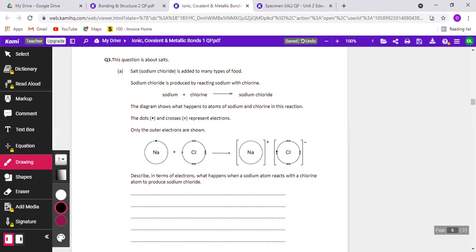Salt is added to many different types of foods. Sodium chloride is produced by reacting sodium with chlorine. The diagram shows what happens to atoms of sodium and chlorine in this reaction. The dots and crosses represent electrons. Describe, in terms of electrons, what happens when sodium atoms react with chlorine atoms to produce sodium chloride.